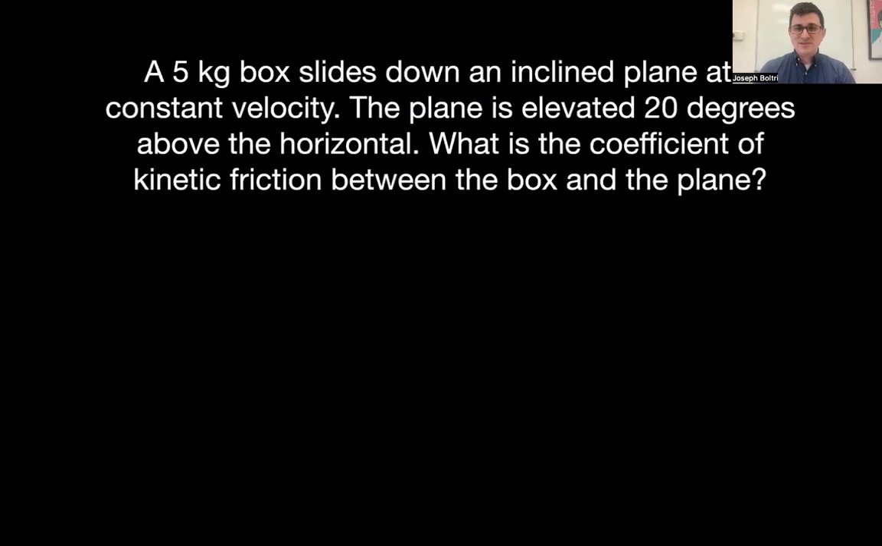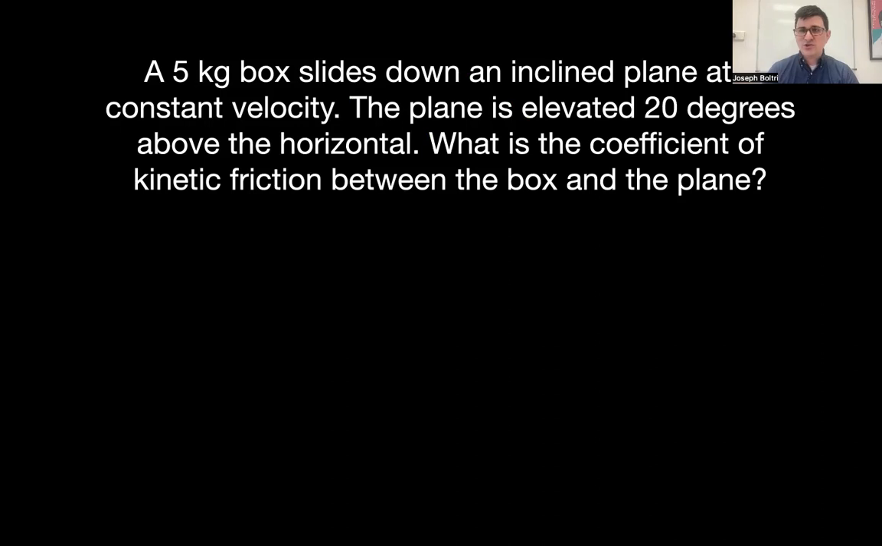Anyway, let's do a practice problem together just to see. It's a little bit complicated, and I want to go through the first one step by step with you. Okay, so if we have a 5 kilogram box and it's sliding down an inclined plane at a constant velocity, that's a key word for the forces need to be balanced. Let's say the plane is elevated at 20 degrees above the horizontal, and the question is asking for what is the coefficient of friction between the box and the plane. So this also is a problem that involves a friction example as well.